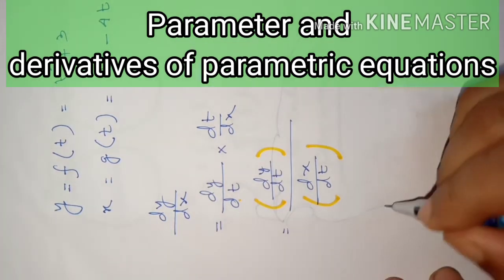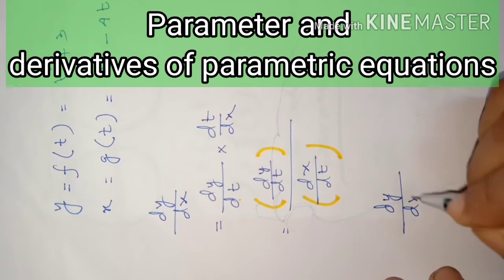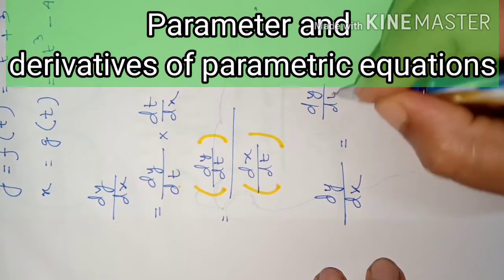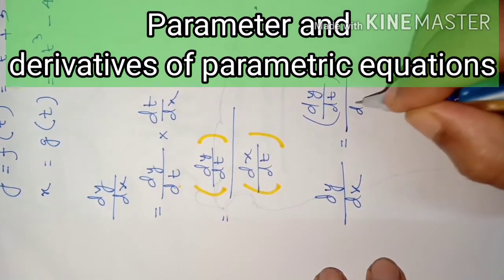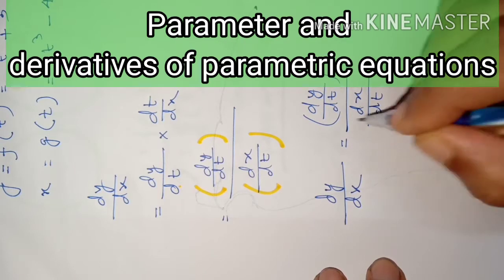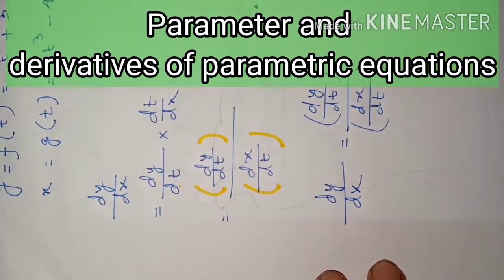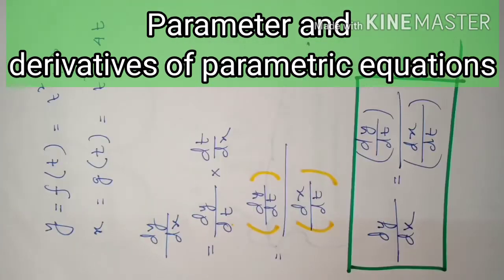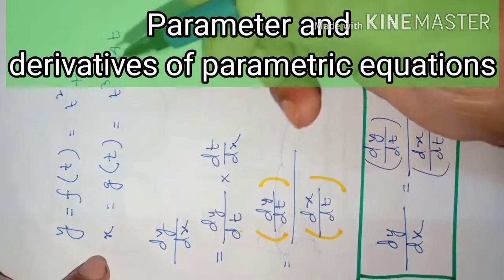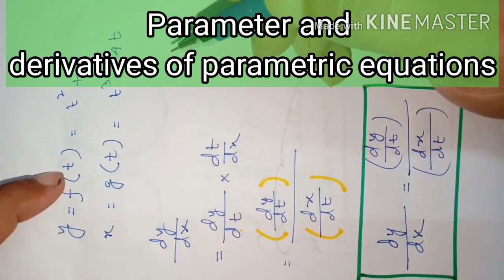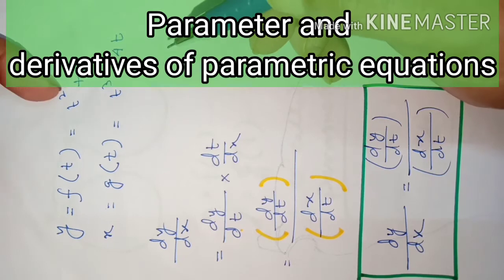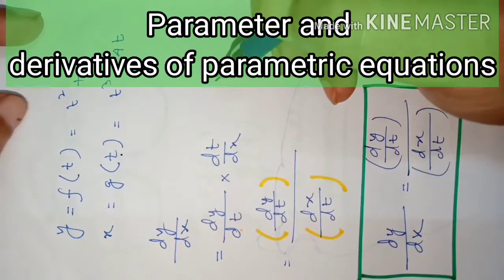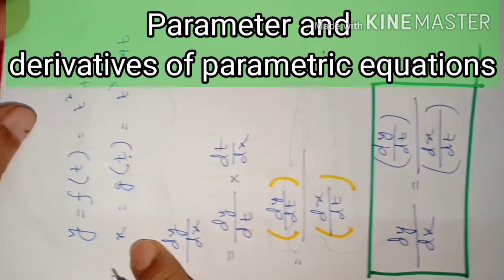So for dy by dx, you can consider this expression. dy by dx is equal to dy by dt divided by dx by dt. So this way you can find dy by dx. Now, what shall we call this third variable? x is a variable, y is also a variable, t also is a variable. Both x and y are expressed in terms of t. So this third variable t is called parameter, and such equations are called parametric equations.